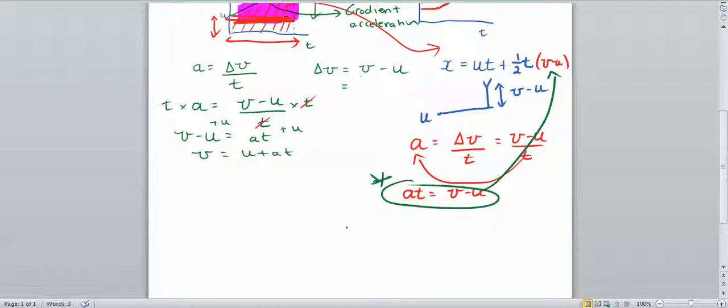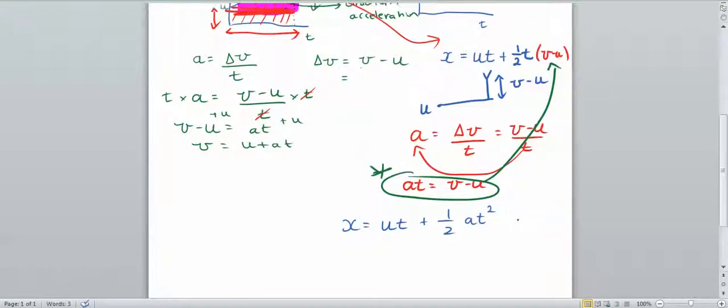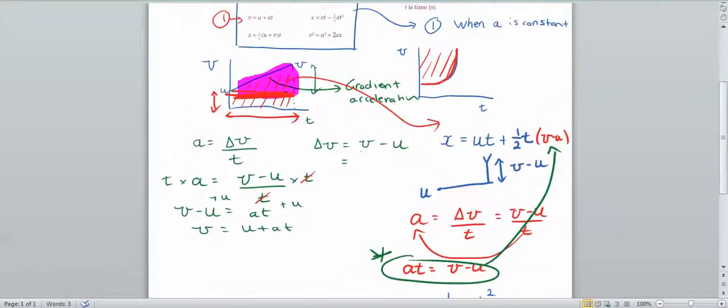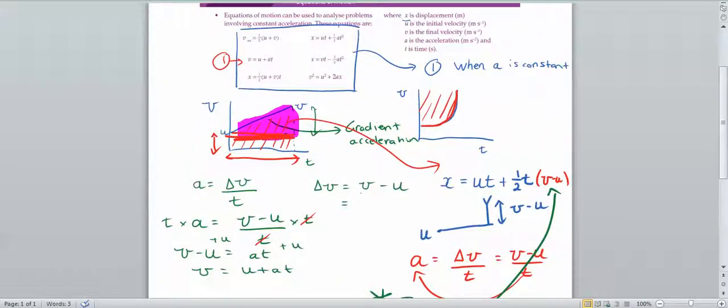What have we got then? We've got x is equal to ut plus a half. Now that v minus u is at, so we've got at times t, which is at squared. And funnily enough, that's ut plus half at squared, wow, that's amazing. That's equation 2. These two are very, very common.